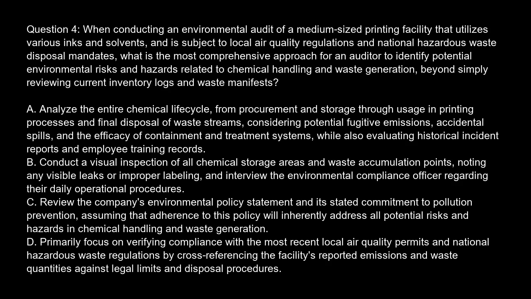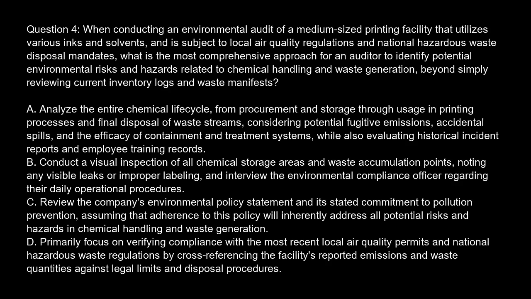Option B. Conduct a visual inspection of all chemical storage areas and waste accumulation points, noting any visible leaks or improper labeling, and interview the environmental compliance officer regarding their daily operational procedures. Option C. Review the company's environmental policy statement and its stated commitment to pollution prevention, assuming that adherence to this policy will inherently address all potential risks and hazards in chemical handling and waste generation.